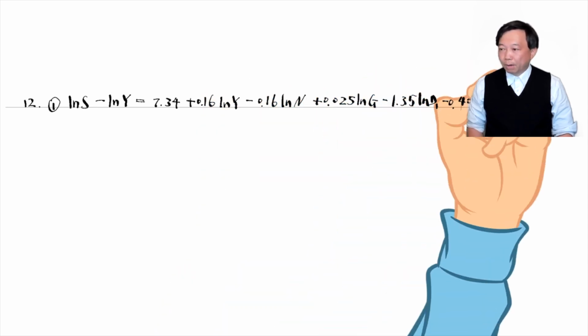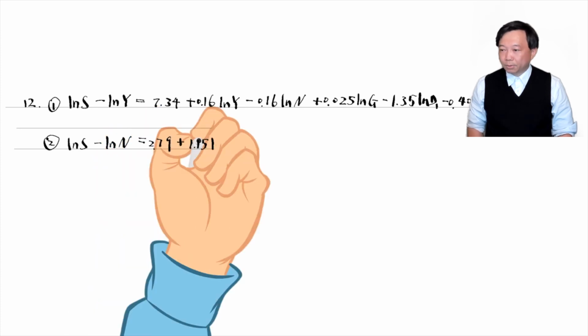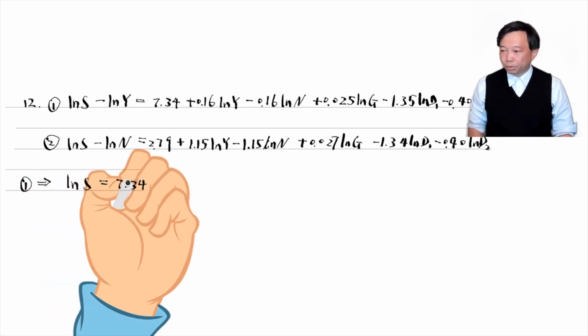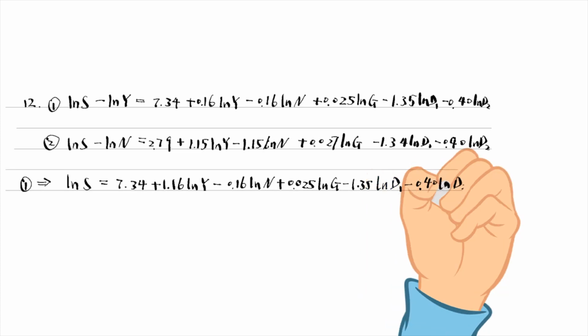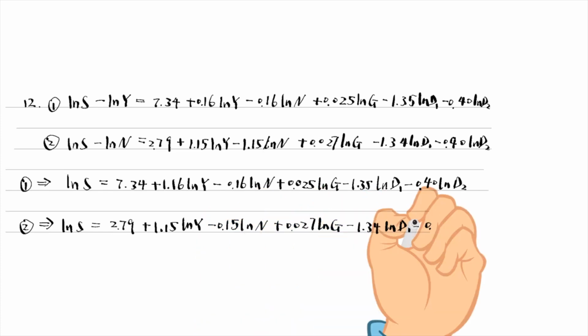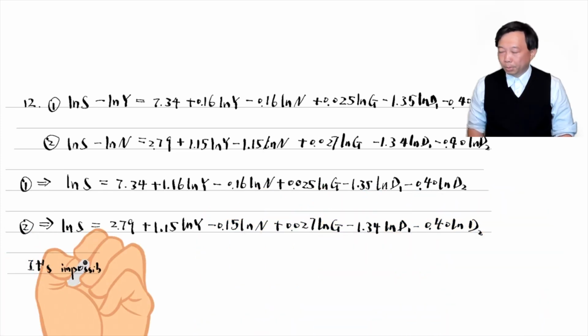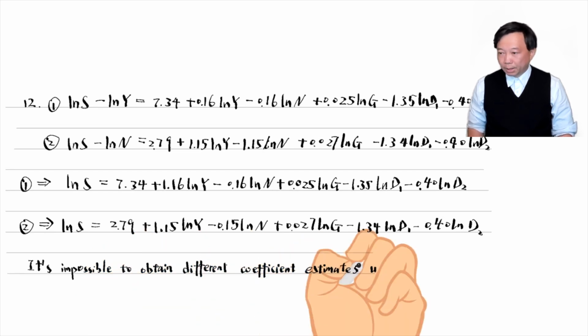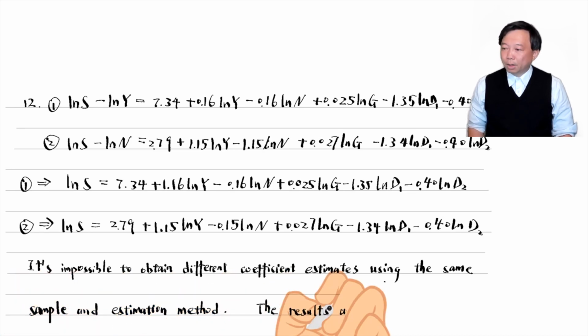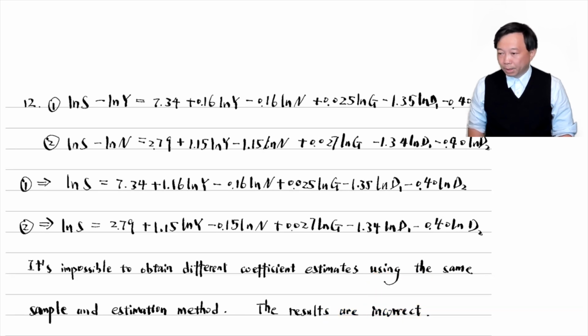The log s divided by y can be written as log s minus log y. Rearranging the terms, we compare the two equations. It is impossible to obtain different coefficient estimates using the same sample and estimation method. The results are incorrect if the same estimation method is applied to the same sample. The estimates could differ if the estimation method or the sample size changes.